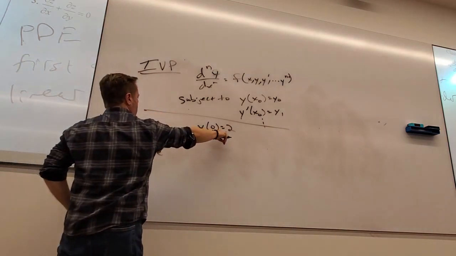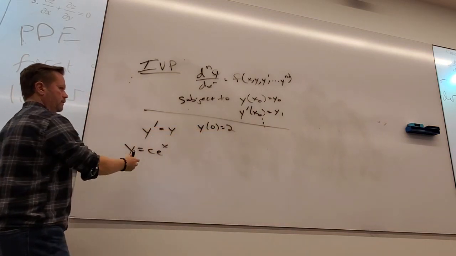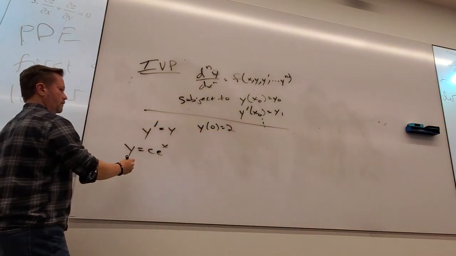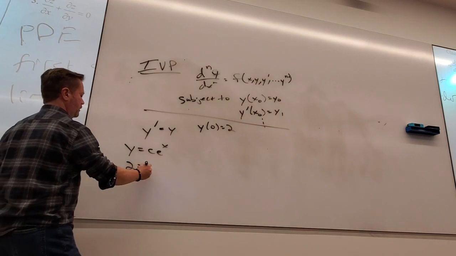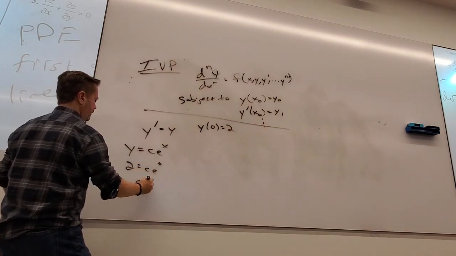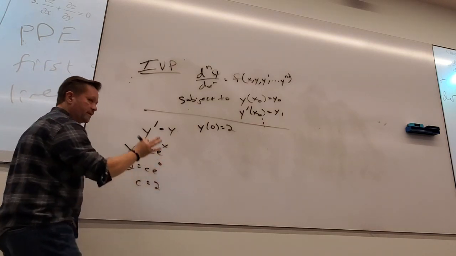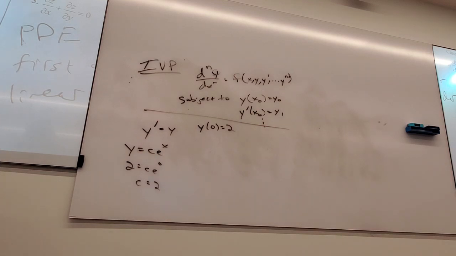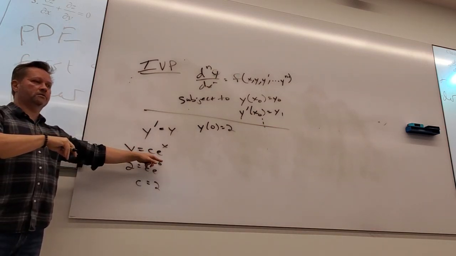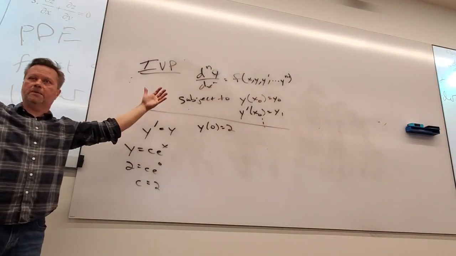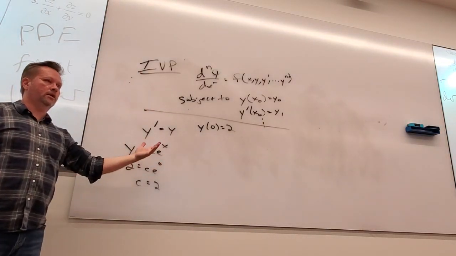Y of 0 equals 2. How do I get c? Yeah, the output's 2 and the input is 0, so therefore c is 2. Now, an interval of definition for this, of course, could always just be all real numbers because e to the x has no issues anywhere, right?